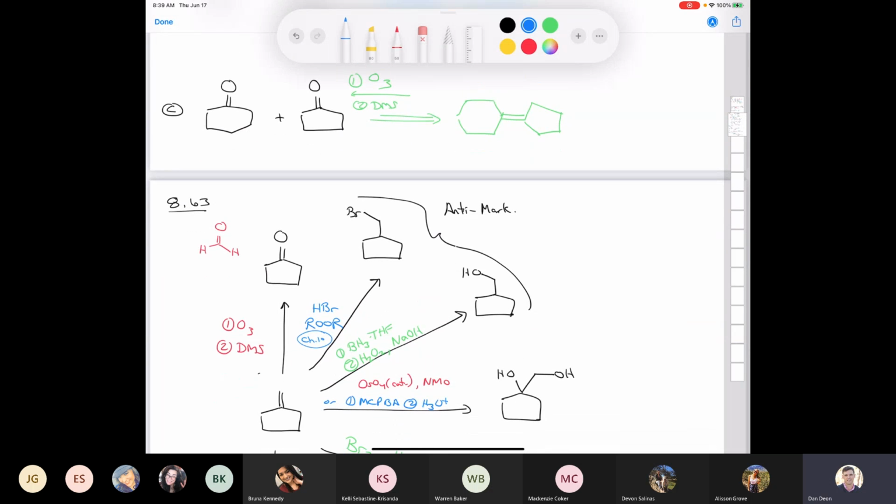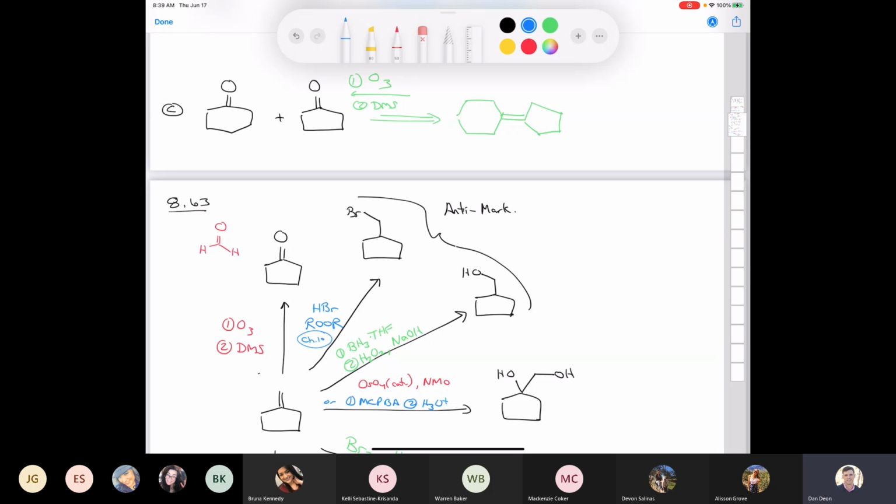Okie doke. So that covers those two questions. A lot of good practice there. Again, I think it might be wise to print this problem out, problem 8.63, and you could just try it over and over and over. That might be a strategy you might want to take.